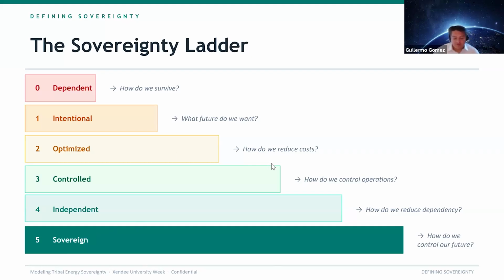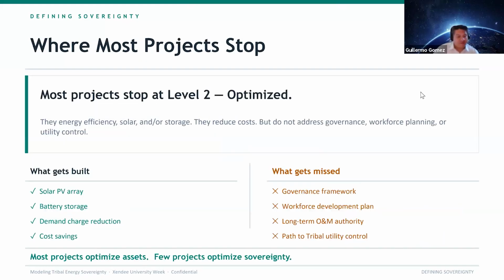How do we reduce costs? How do we control one objective? And so we think that's where projects sometimes get stopped. These projects that stop there reduce costs and install assets, but sometimes what's not addressed is governance and workforce development. And so really, a lot of projects fail to optimize for sovereignty.